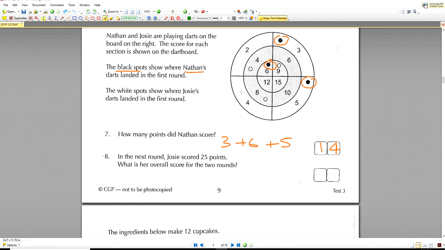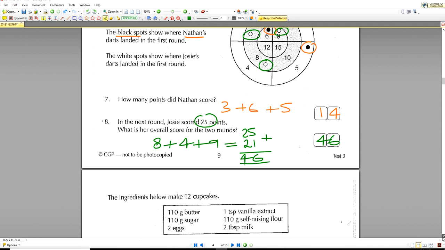Let's get a different color. So she scored an 8, and she scored a 4, and she scored a 9. So 8 add 4 is 12. 12 add 9 is 21 points. And she also scored 25 as well, so we need to add them up. So that will give us a total of 46 points for question number 8.